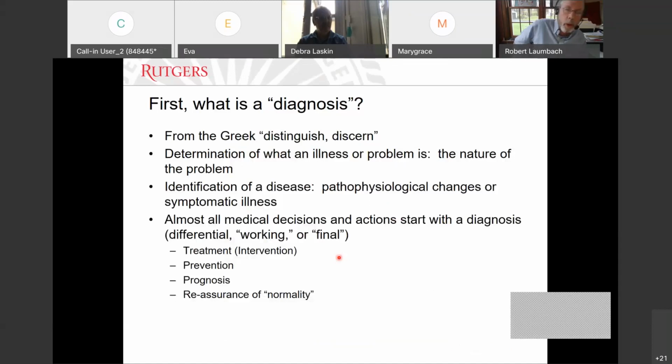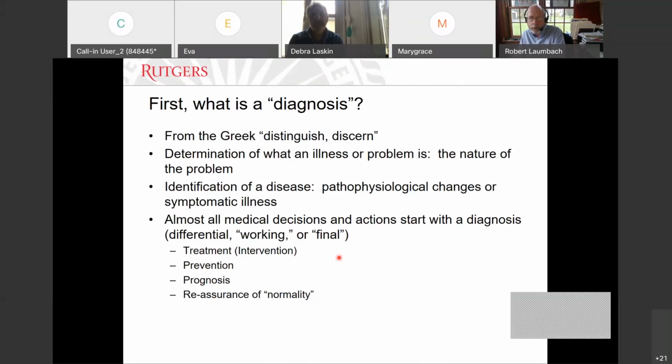But first, we should talk about what is a diagnosis. Diagnosis comes from the Greek meaning distinguish or discern. So often we're looking to distinguish not just between health and disease, something abnormal and something normal, but between different disease conditions. So that, again, can make things difficult; it's complicated. And then it's also the determination of what an illness or problem is, or the nature of the problem.